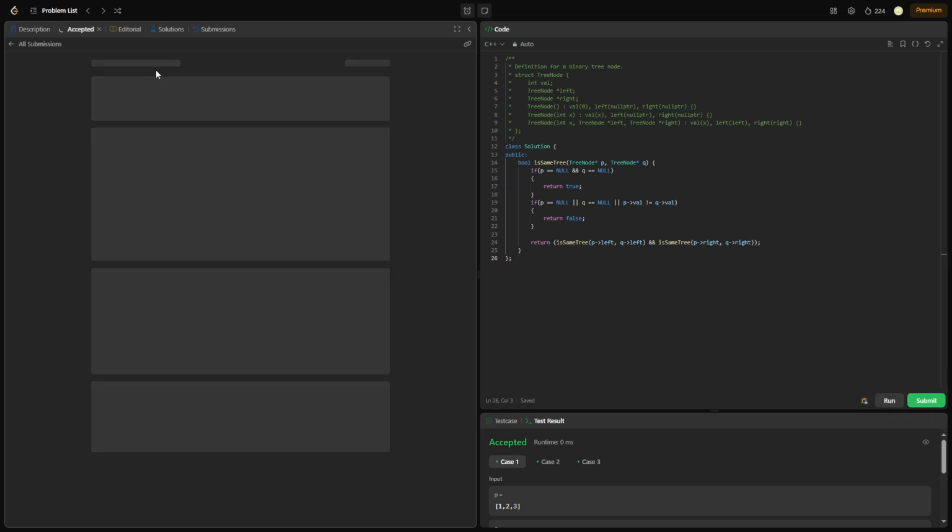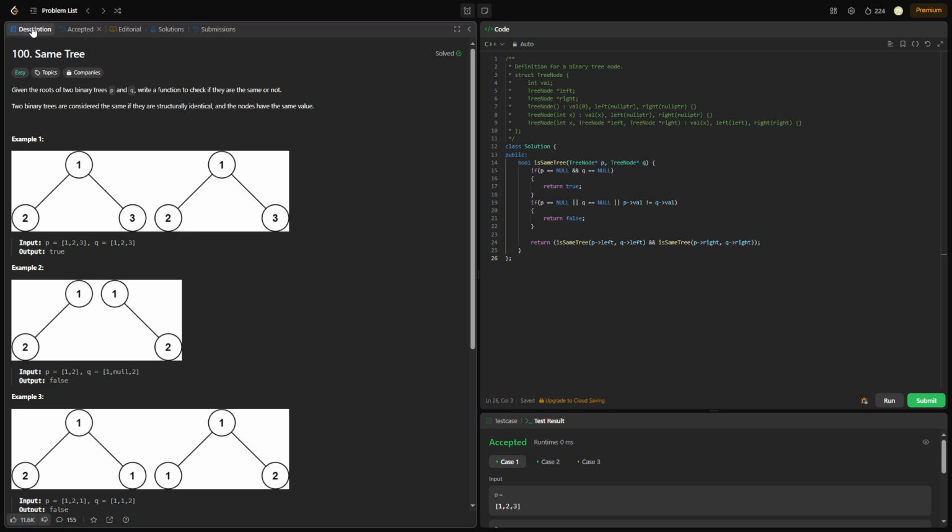It's really not that difficult of a problem, at least conceptually, to understand how we check stuff.